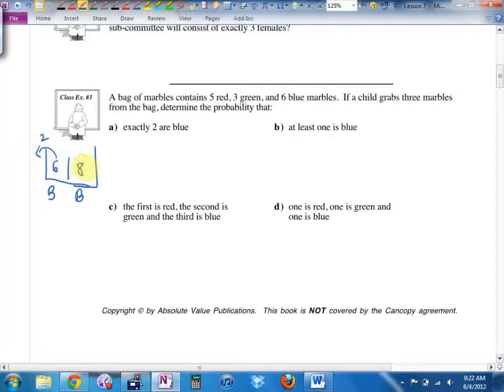I want to choose 2 blues. How many non-blues do I have to choose then? 1. Can you see the equation? 6 choose 2 and 8 choose 1 over what? 14 choose 3. That's why I always write the zeros, even if I don't need to, so I can use that handy quick function. What's the answer?